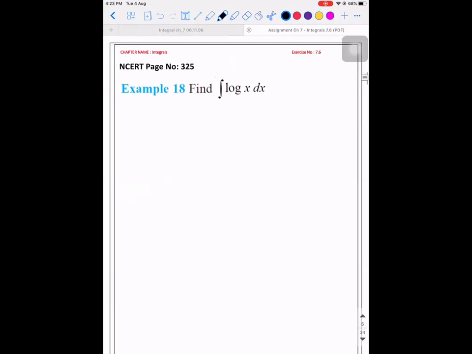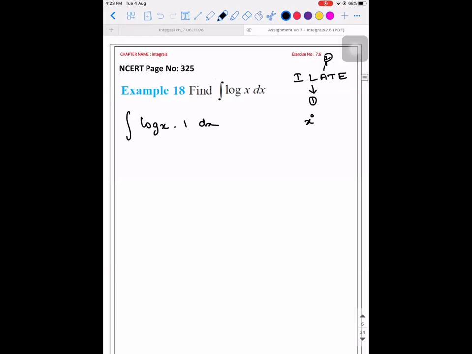Now you have the integral of log x. We don't have a formula for the integral of log x, so you don't have two functions here. What you can do is write the integral of log x as the integral of log x into 1 dx. I'm writing it like this because we don't have a direct formula for log x. According to ILATE, L stands for logarithmic function, and 1 is an algebraic function. So logarithmic is first, algebraic is second. For those who have a doubt, x power 0 is 1, so that's why it is treated as an algebraic function.